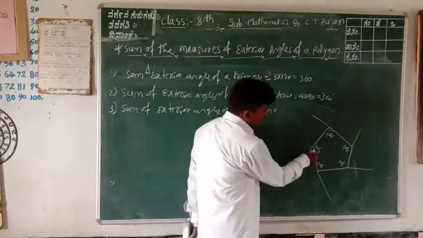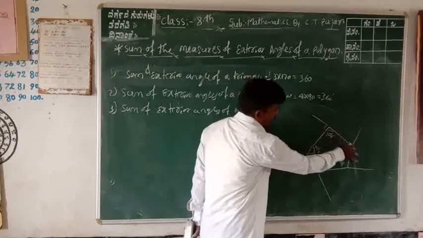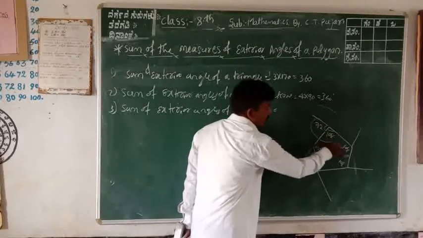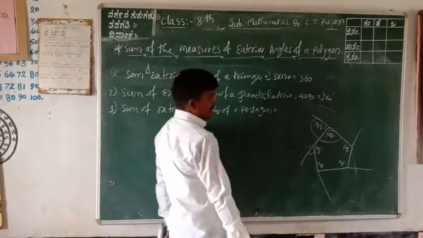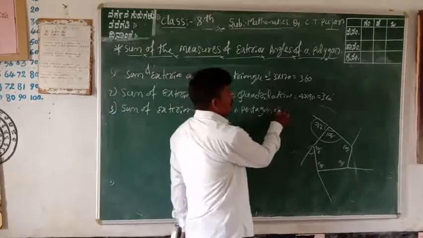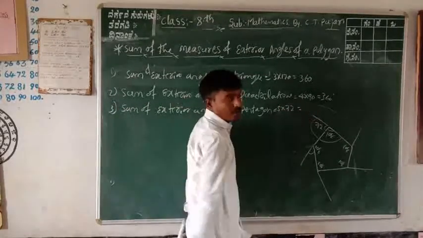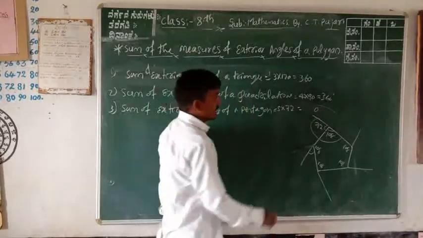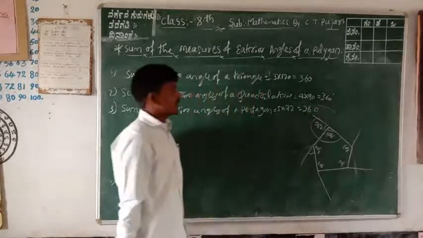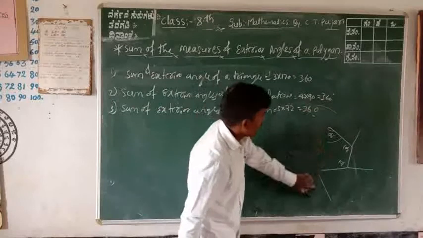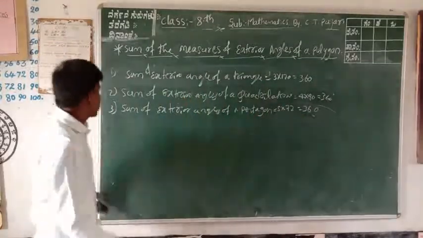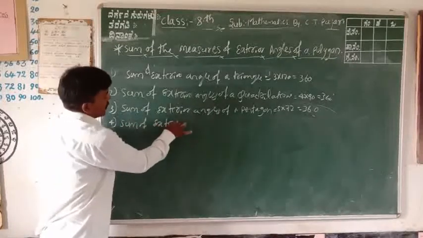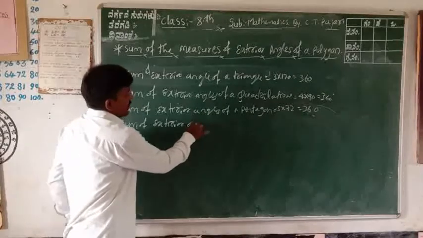But one exterior angle is equal to what? 108 plus 72, again these two are a linear pair, which is 180. Therefore, in the pentagon, 5 angles are here. 5 into 72: 5 twos are 10, 5 sevens are 35, that is 360. What about the next one? Again, the fourth one: the sum of the exterior angles of a hexagon.